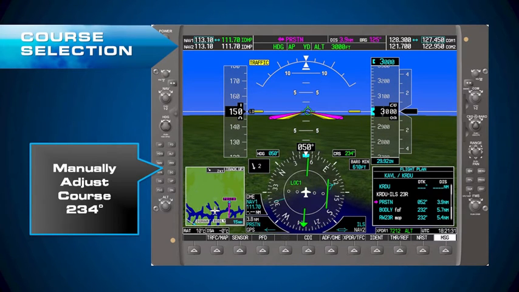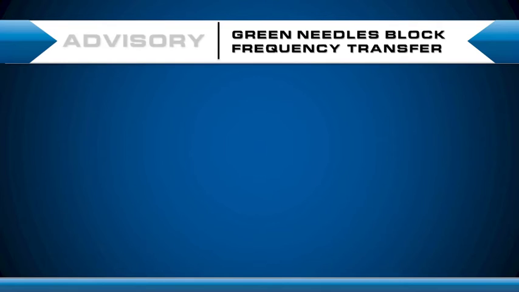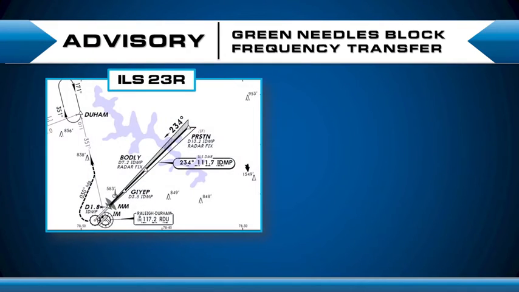Now that's one issue, but there's another issue, and that is when we load an approach when we're already in green needles. So I'm going to raise the advisory flag right out of the box on this one. Green needles block frequency transfer. Here's the scenario. We're on the ILS to runway 23 right, but air traffic control calls us and says, due to a disabled aircraft, you now need to plan the ILS to runway 23 left.